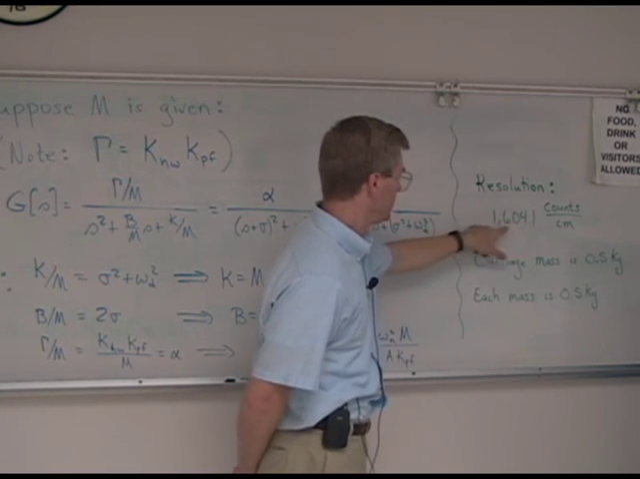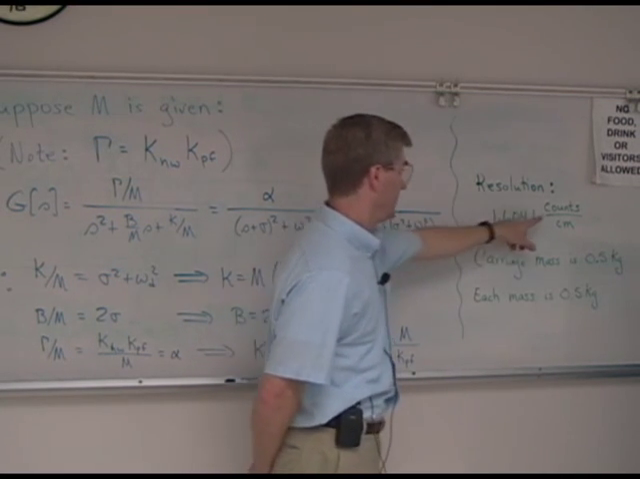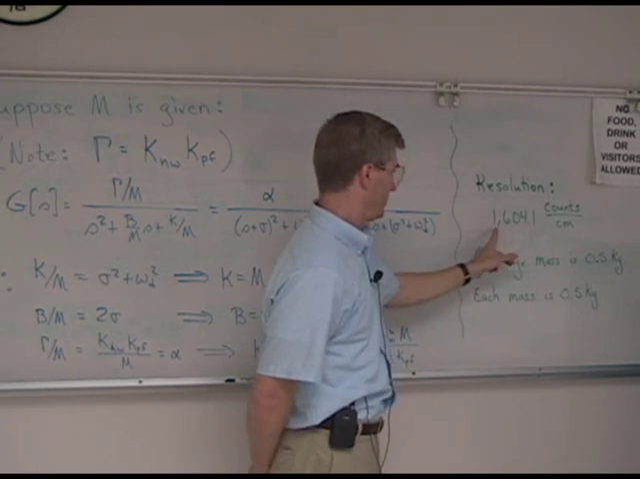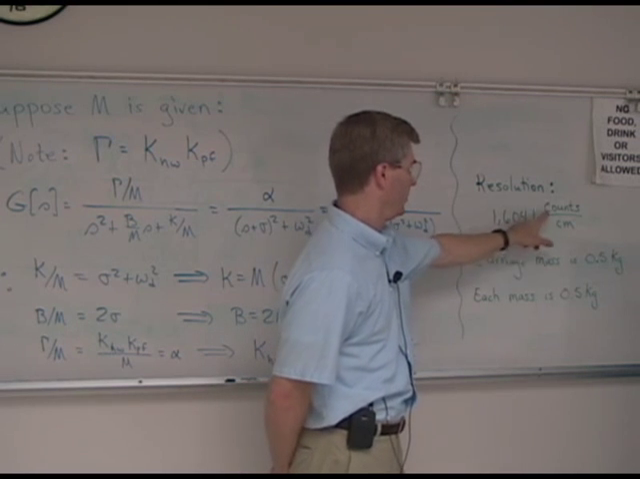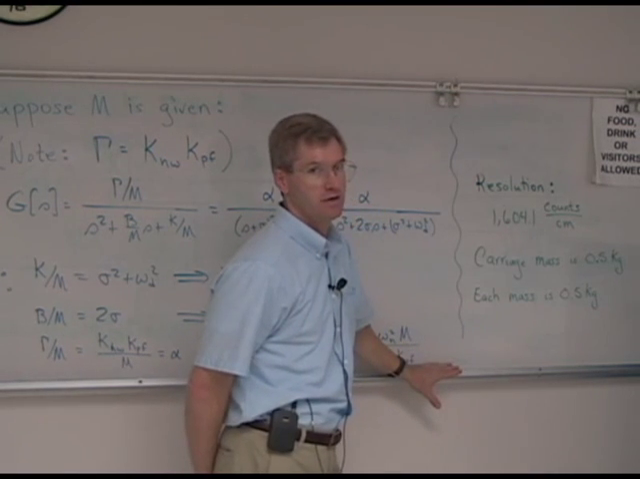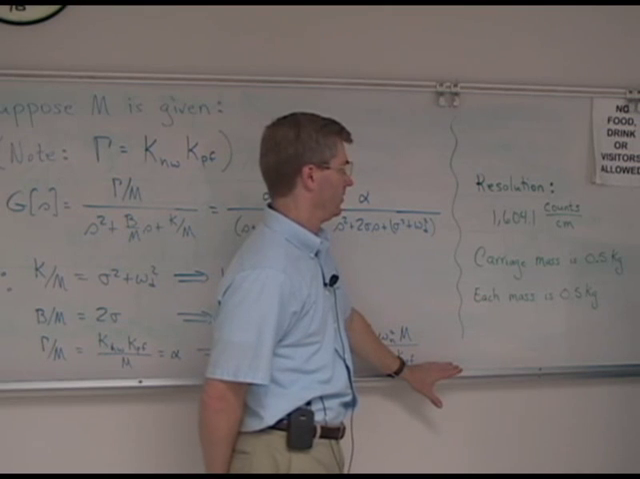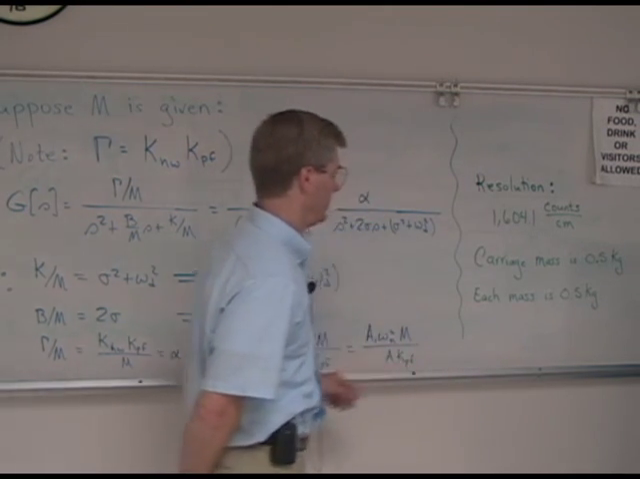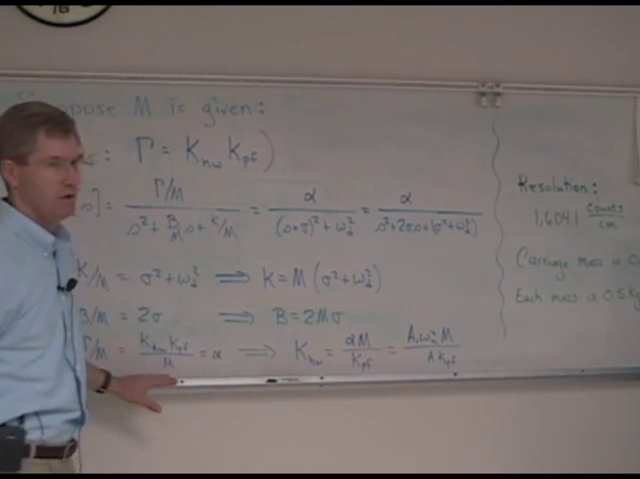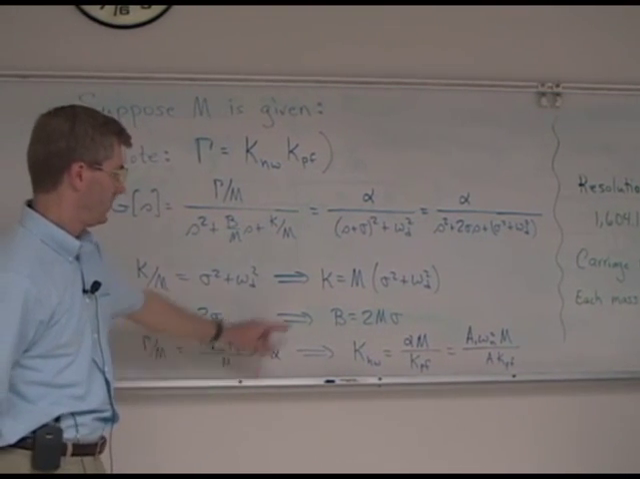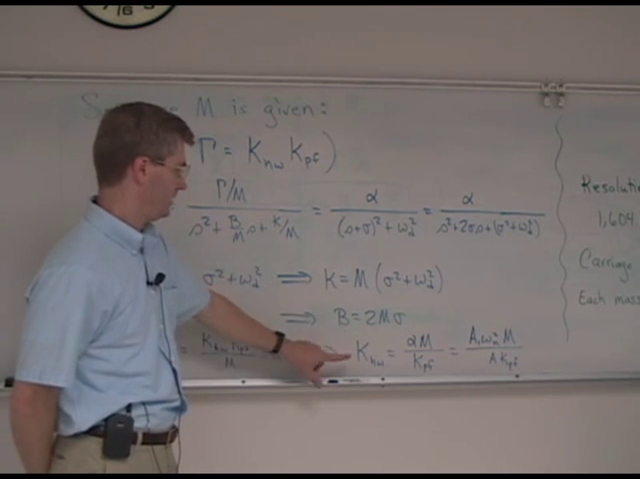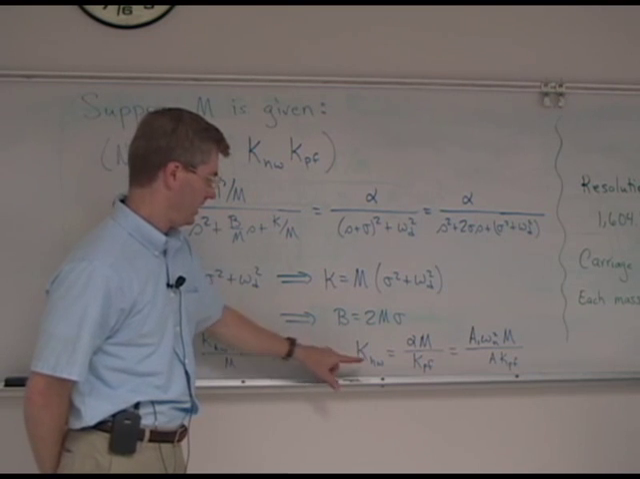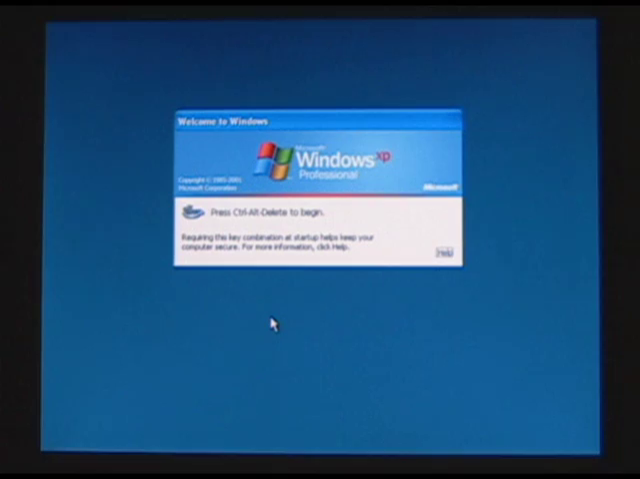Likewise, in terms of relating these counts to a physical distance, we see that there are 1,604.1 counts for every centimeter of distance in your physical system. That information, together with the position step response, should allow you to identify your spring constant, your damping factor coefficient B, and your hardware gain K sub hardware.